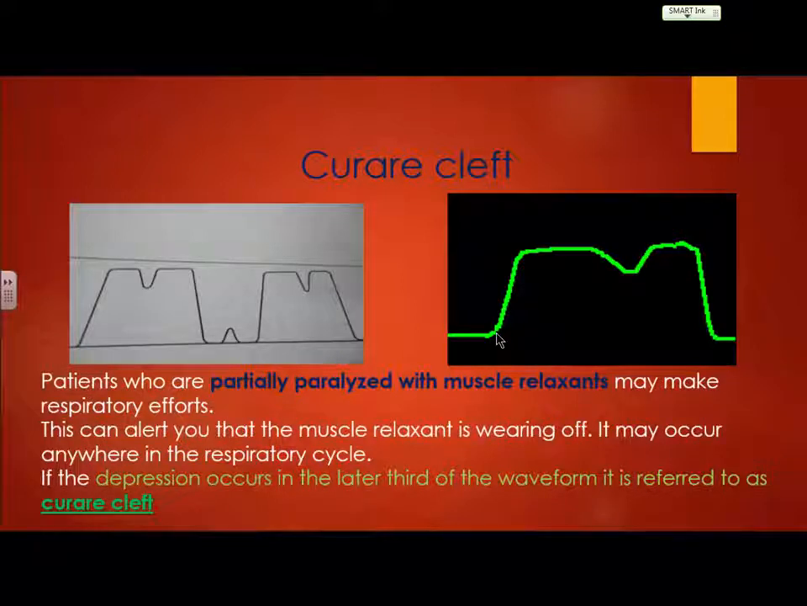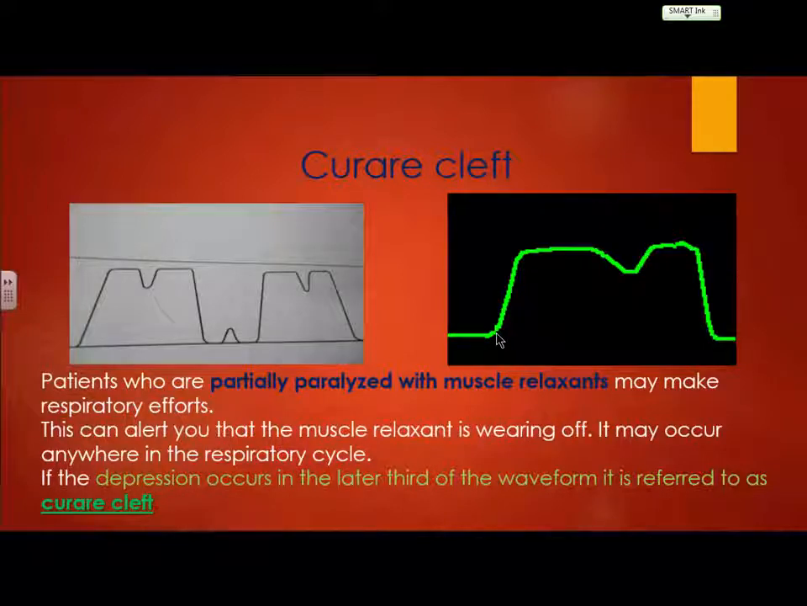So all that is just trying to get it out, all right? If the depression occurs in the later third of the waveform, it's referred to as a curare cleft, all right? And then you may even have this right here again, which is pretty close to what he was trying to do there. And that's just where he or she's trying to take in their own breath, all right?